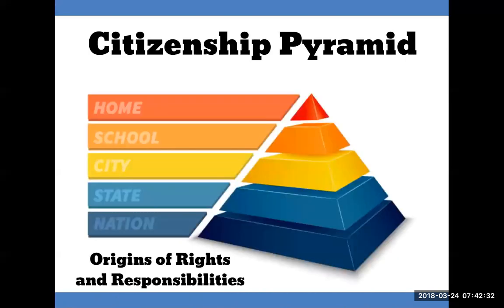In the bottommost portion of our triangle, we placed our nation. In the United States, we are guaranteed a list of rights in our Constitution. Let's place the U.S. Constitution at the bottom of our triangle on side 2.